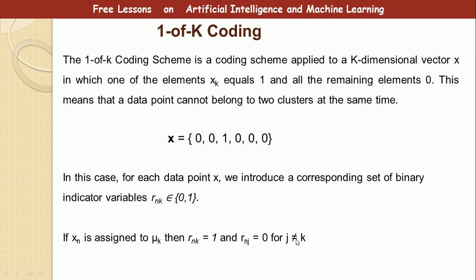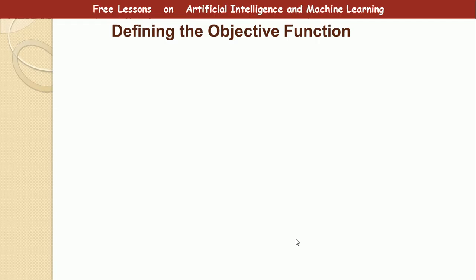So maybe you can pause this video and try to get your head around this one-of-K coding scheme, because it's very important for you to understand it, to know how k-means clustering works. Although you can also understand k-means clustering without the one-of-K coding scheme, it's an advantage for you. Now we also need to define an objective function.